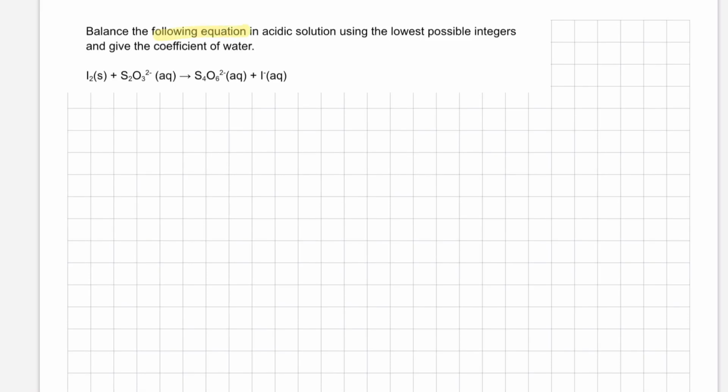Balance the following equation in acidic solution using the lowest possible integers and give the coefficient of water. The equation involves I2 solid plus S2O3 2 minus aqueous, producing S4O6 2 minus aqueous and I minus aqueous. So first, to solve this problem, we need to balance this redox reaction in acidic solution.